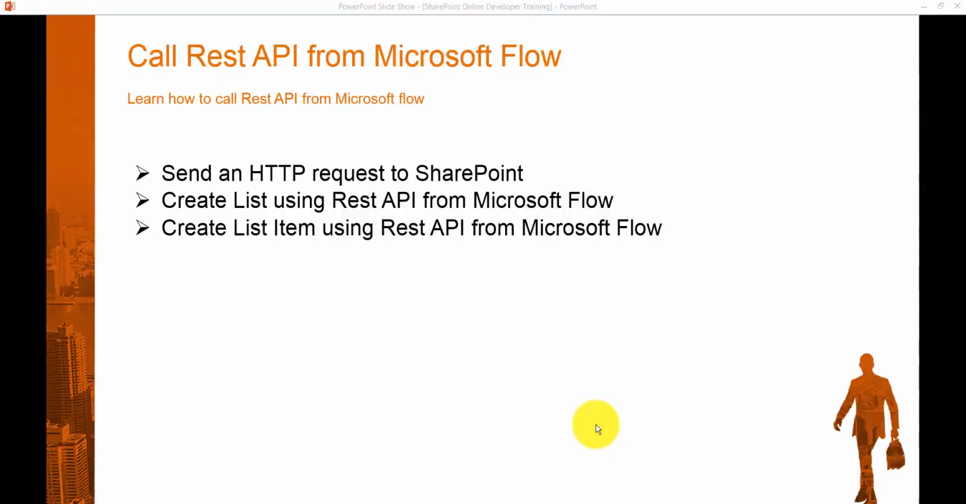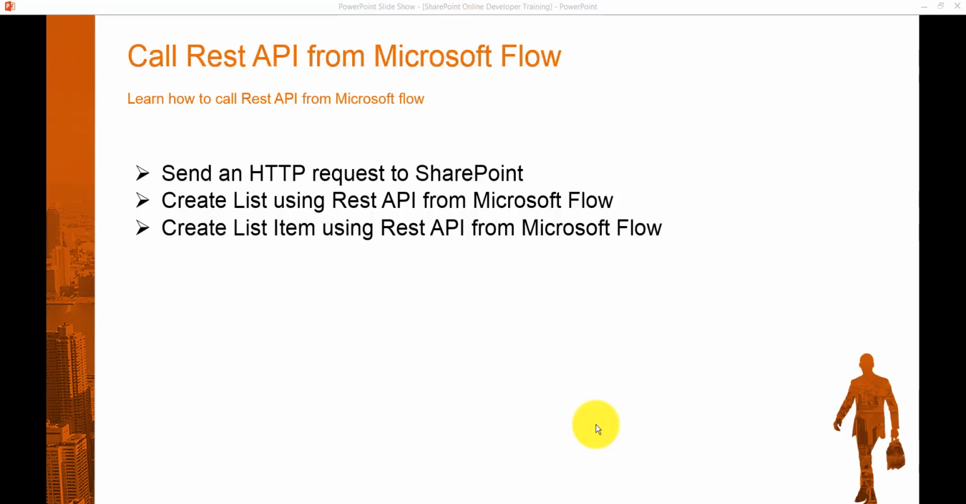Okay, so now on this Microsoft Flow example, we will see how we can call a REST API from our Microsoft Flow. Let's say we take a button flow, and once you click on that, it will internally call a REST API.